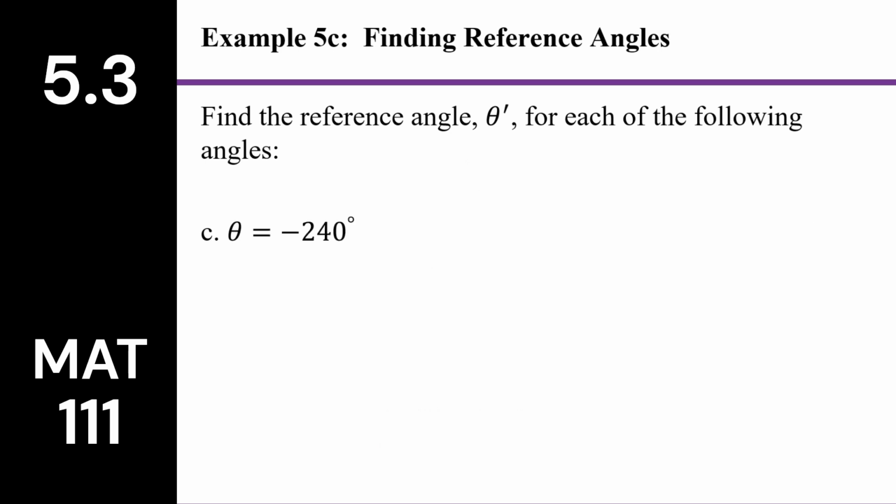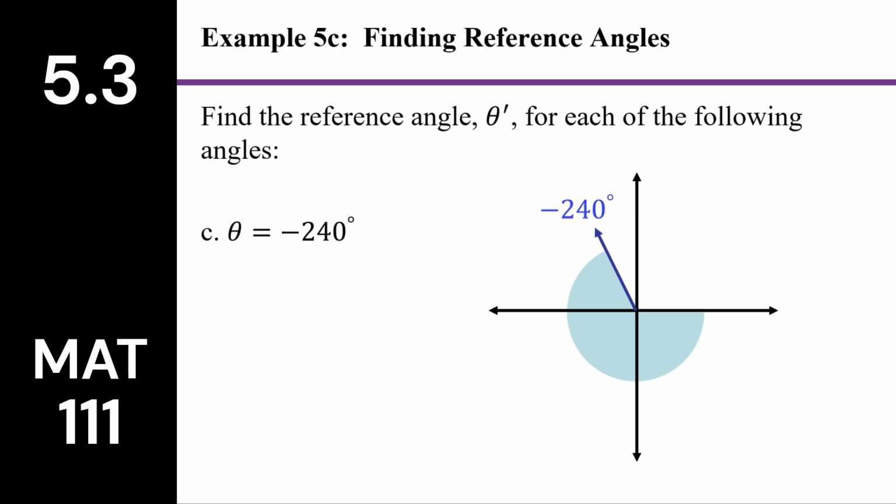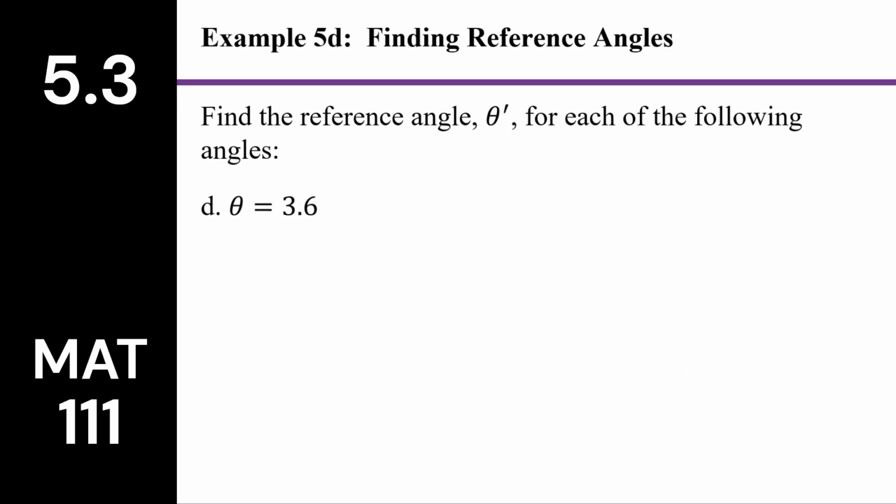For negative 240 degrees, we note that that terminates in the second quadrant. Our reference angle is the number of degrees from the terminal side to the x-axis, so that's 60 degrees. In this one, theta equals 3.6. Notice that there's no degrees, so this is in radian measure.